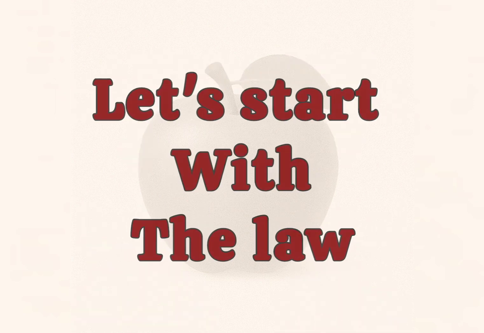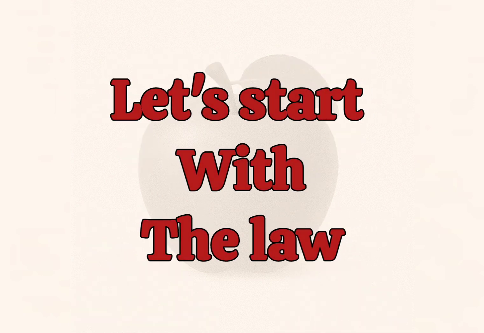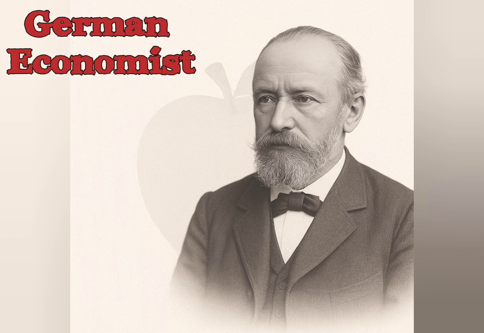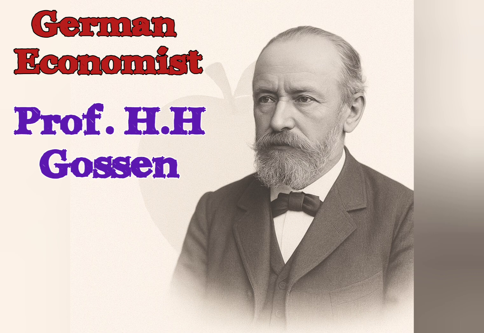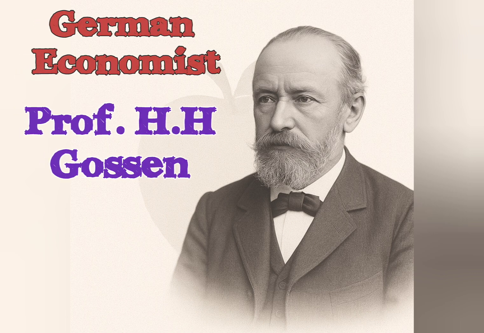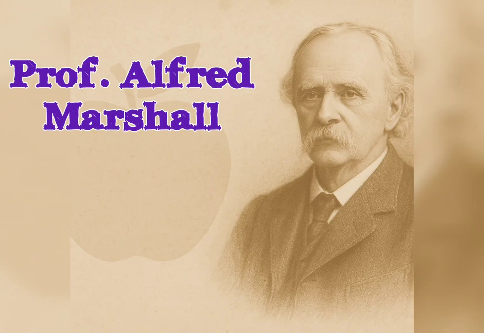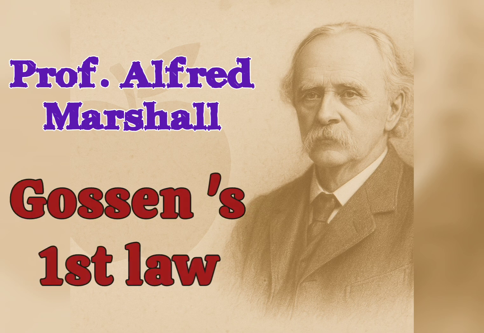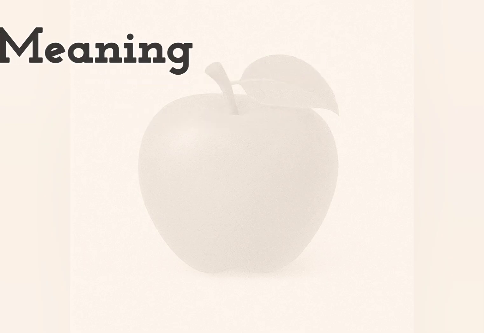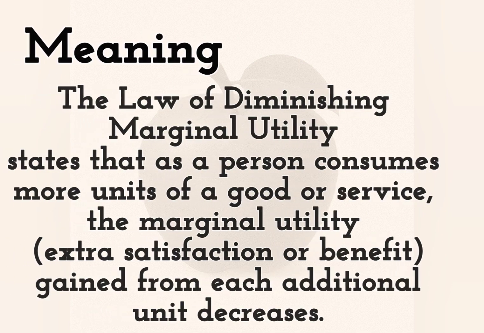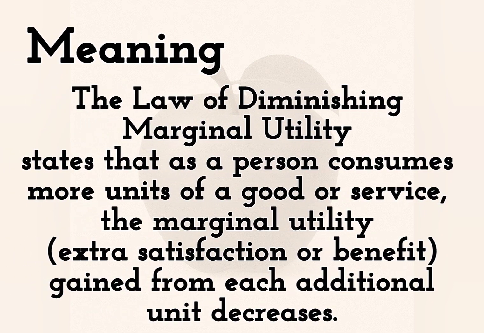Let's begin with the law of diminishing marginal utility. This law was first introduced by German economist Professor H. Gossen and later popularized by Professor Alfred Marshall. Hence, this law is also known as Gossen's first law. The law of diminishing marginal utility says that when you use more of something, the extra happiness you get from each extra unit gets smaller.